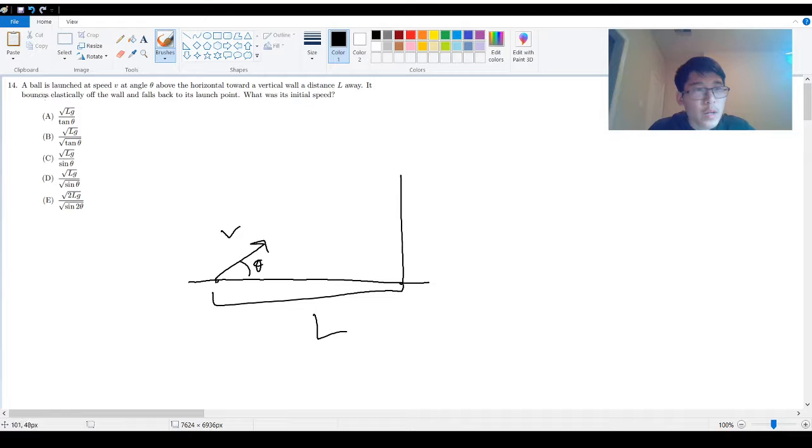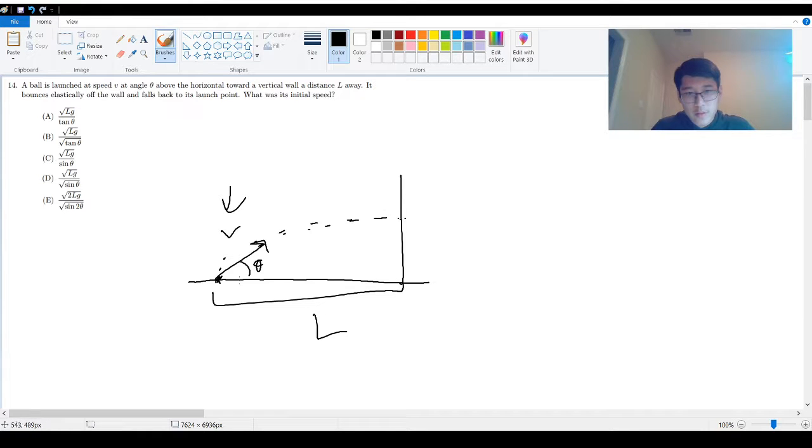Okay, it bounces elastically off the wall and falls back to its launch point. What is its initial speed? So we can imagine the path hits like this and then follows the exact same path back to this launch point. And we're trying to find what v is in terms of L, g, and theta. This question actually has a lot of ways you can do it since this problem is so symmetric.